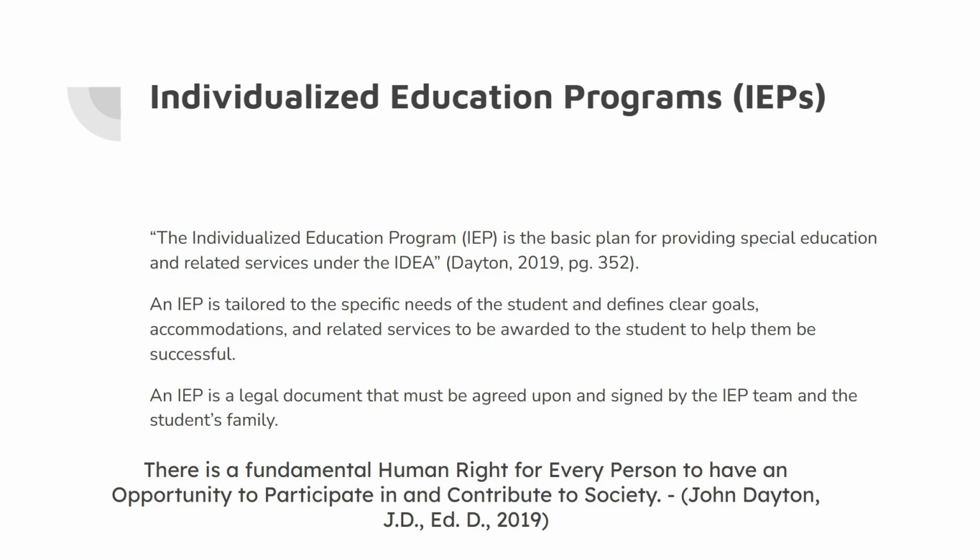The IEP must be agreed upon by both the school team and the student's family. And as John Dayton once said, every person has a fundamental right to have an opportunity to participate in and contribute to society, and education is a key part of that right.